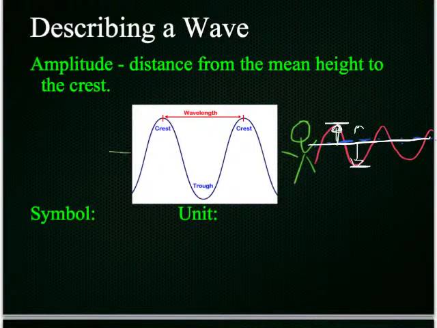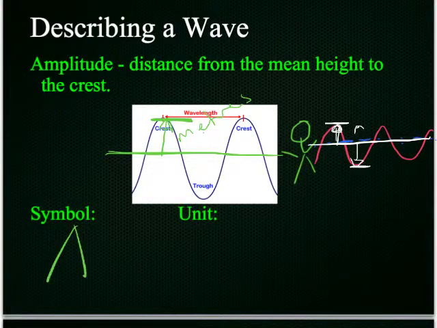So we've got the mean position, the average position, the rest position. The amplitude is the height to the top. Okay, it's measured in meters because it is a height. Symbol A, unit, meters.